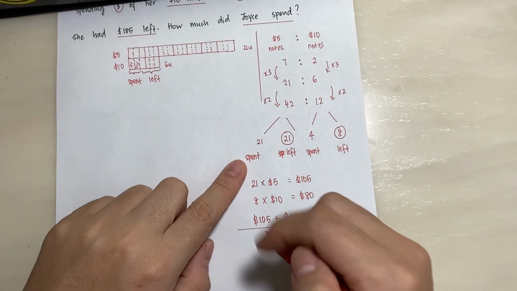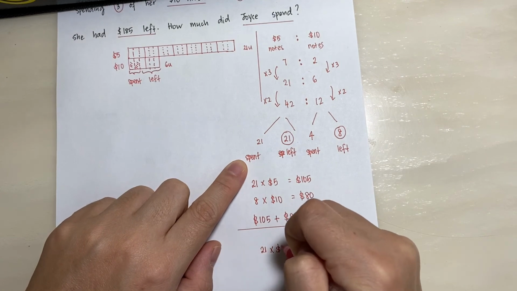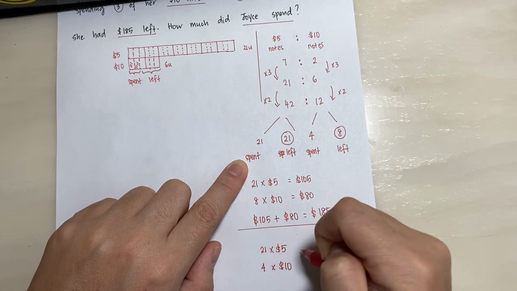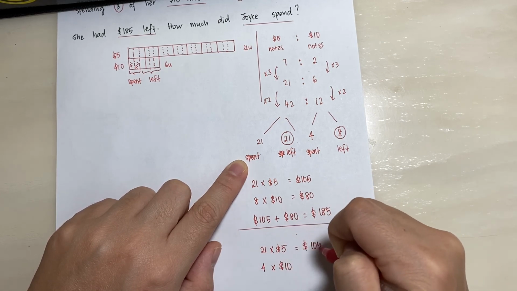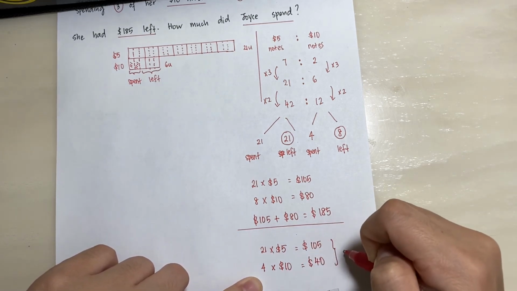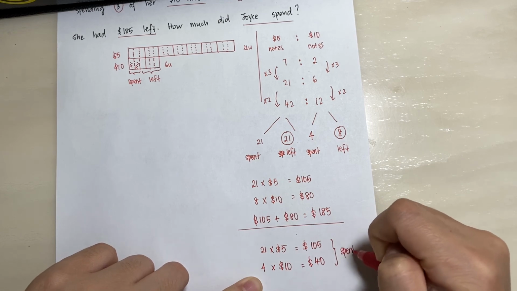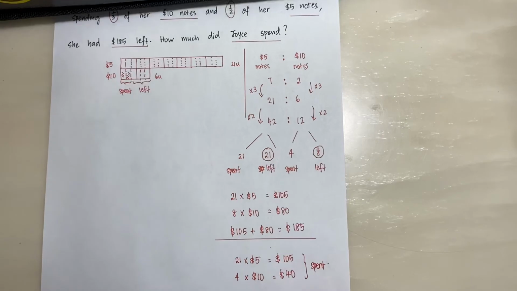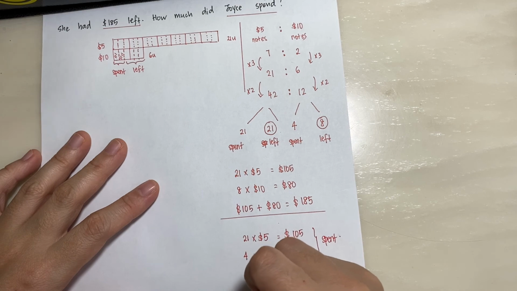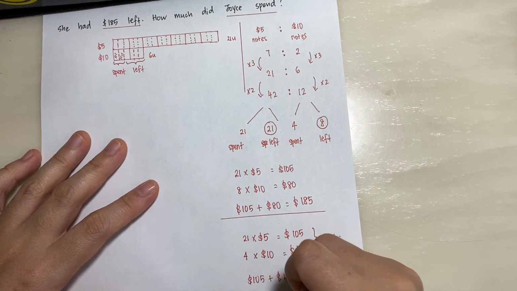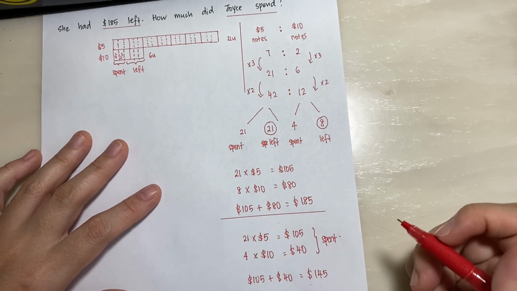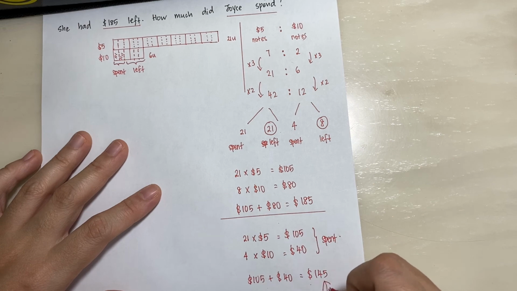Now I'm going to focus on, I have 21 of $5 notes spent. I would have 4 parts of $10 spent. So I will be getting 105 here. I will be getting $40 here. So this is the amount that she spent. So to get my answer, I will just have to add these two values together. It will be 105 plus 40, and then I will get 145. So that will be my answer. How much did Joyce spend?